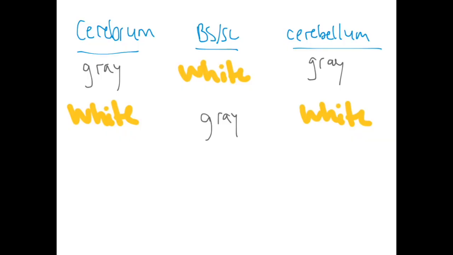This white matter in the cerebellum has a specific name. It's called the arbor vitae. That's the white matter. And arbor means tree, vitae means life, so this is the tree of life.